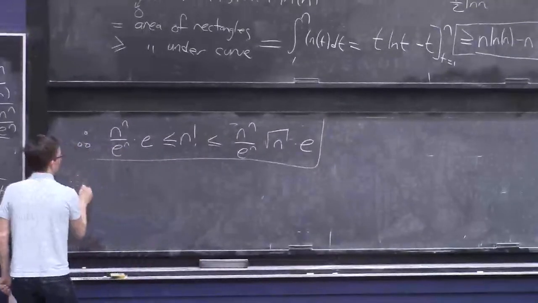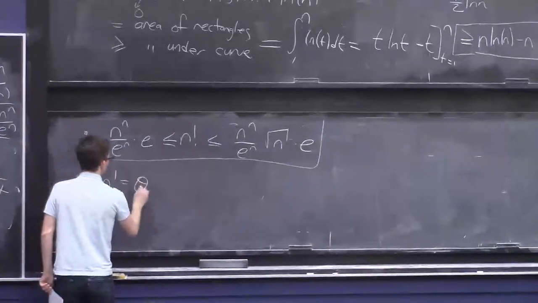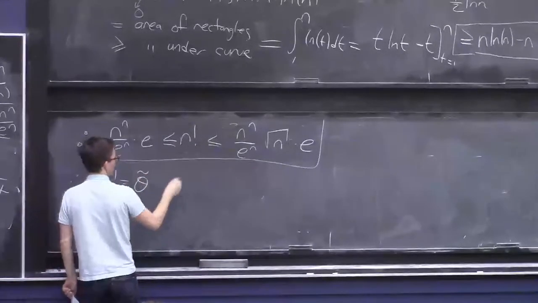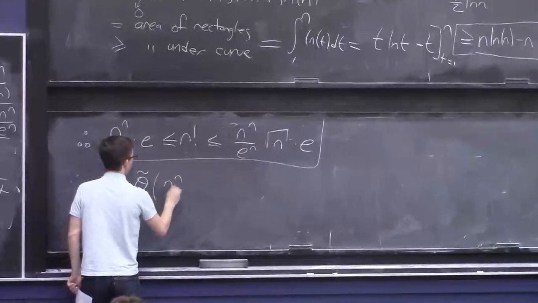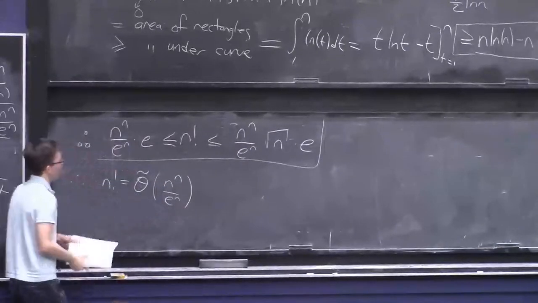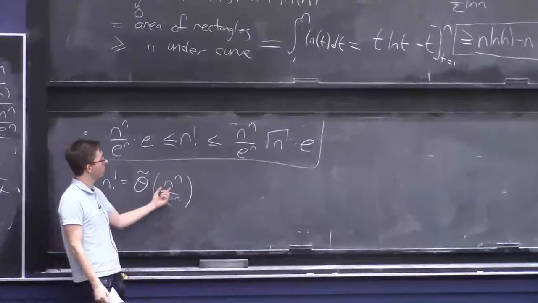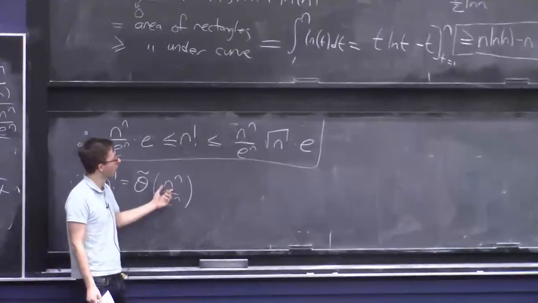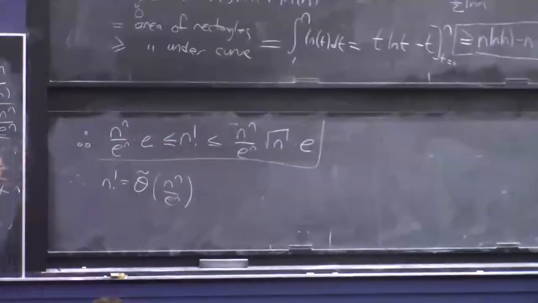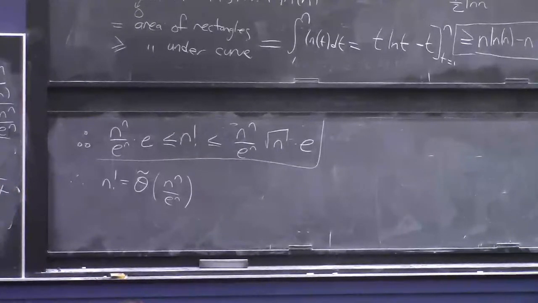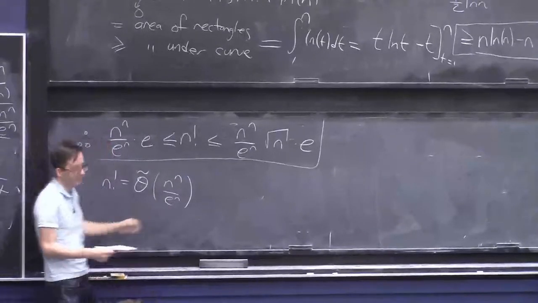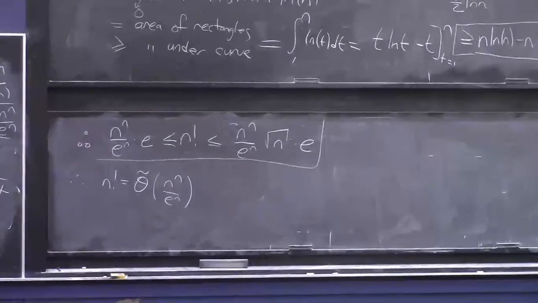So in particular, we've shown that n factorial is, now we move the theta down, we have to put a little tilde in because of the root n, but it's theta tilde of n to the n over e to the n. Right? This hides a factor which is polylog in this. Log of this is like n log n, and root n is indeed like a constant power of n log n. So that's great, and you know, if you weren't tough, you would just stop there. That's pretty good. But we'll basically keep going a little bit, and now ask ourselves any questions about that, by the way.